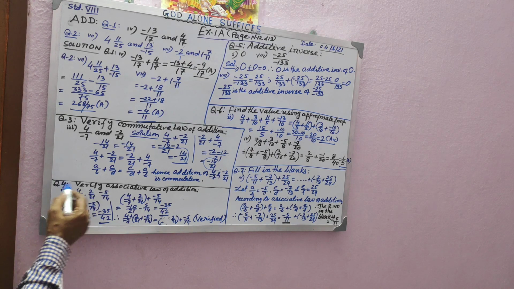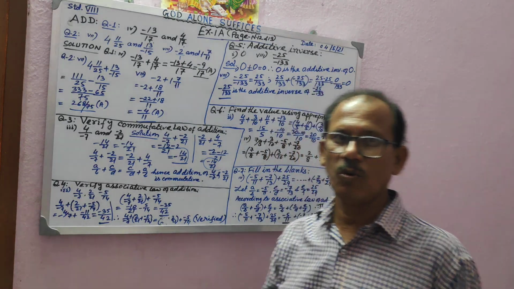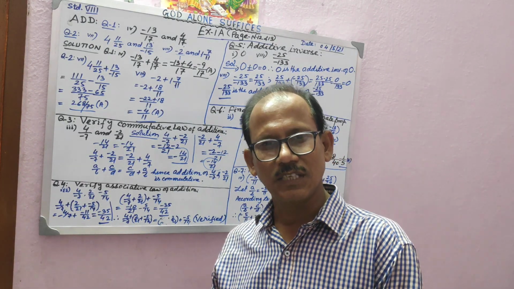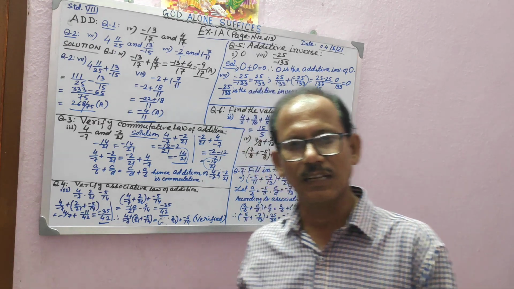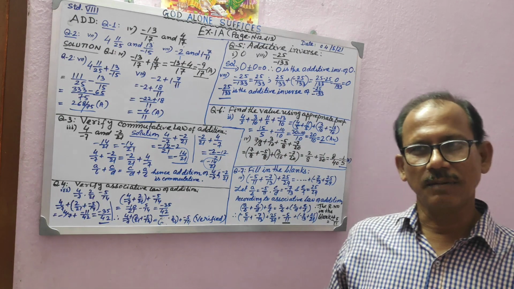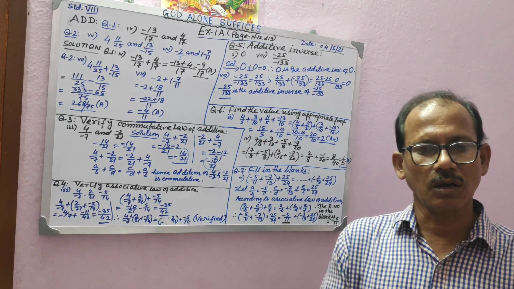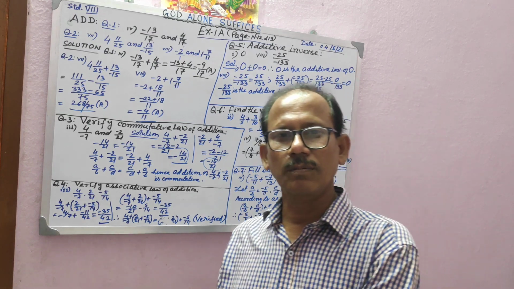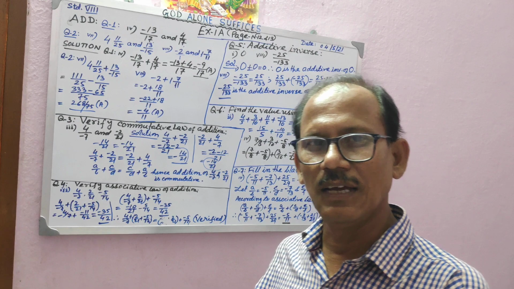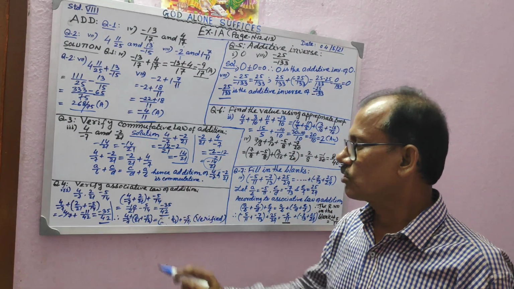Now question number 4, you have to again verify the associative law. Associative law, you know, if three rational numbers A by B, C by D and E by F are there, then if you find the summation of C by D and E by F and add that to A by B, whatever the total comes, that will be equal to the summation of A by B and C by D added to E by F. That is the associative property.